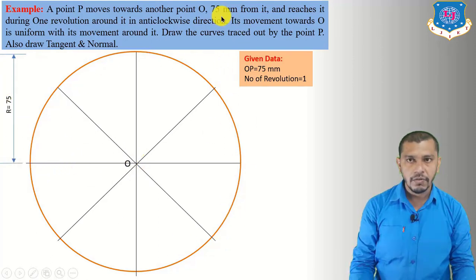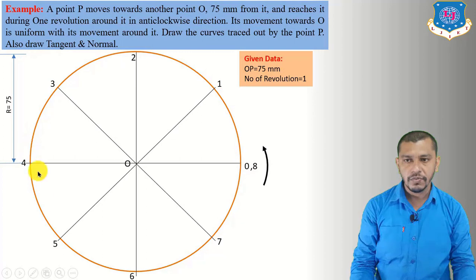Right now we have to draw the Archimedean spiral, where the rotation of the line is in the anti-clockwise direction, and the number of convolution is 1 convolution. So starting from here in the anti-clockwise direction we have to give the numbering on the circle for one revolution. It is equal to 360 degree. So give the numbering in anti-clockwise direction 0, 1, 2, 3, 4, 5, 6, 7 and 8. So for one convolution the number will be up to 8.